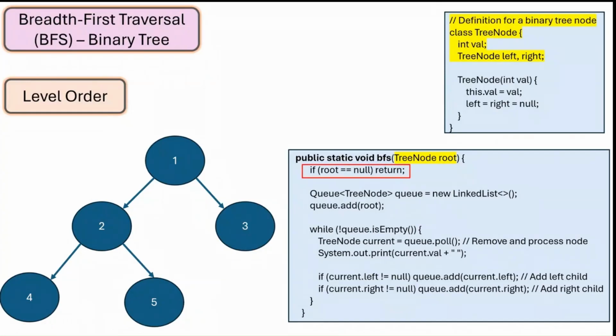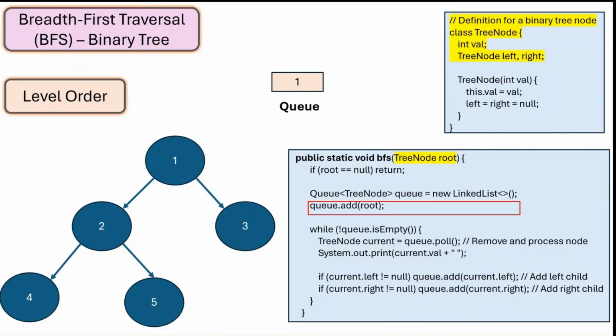If the root is null, we just return. We declare the queue here. We add the root, which is 1, we enqueue it to the queue. Then in this while loop, we traverse all the nodes as long as there is some node present in the queue. Now we dequeue node 1 from the queue. We visit that node, print its value, and then we check all the children of that node.